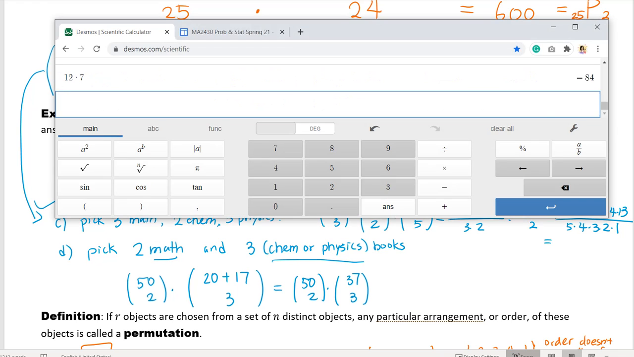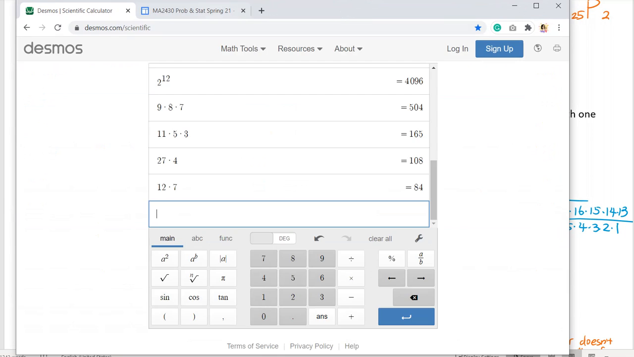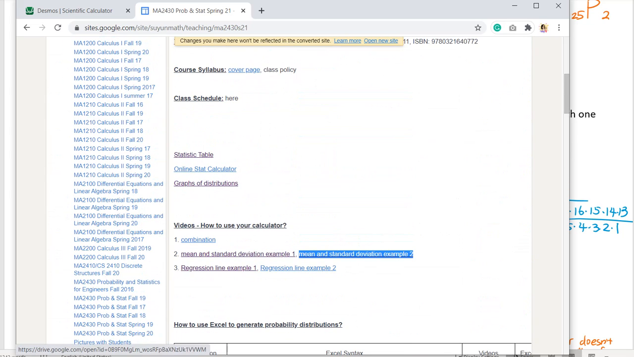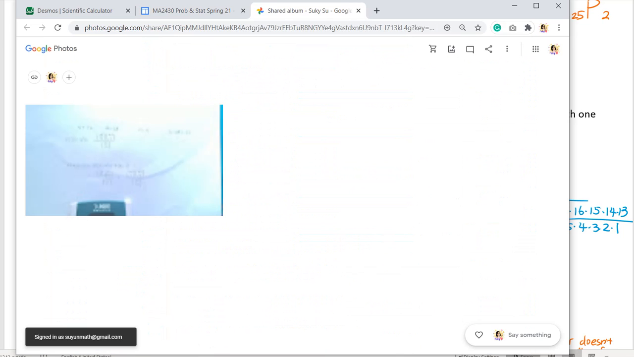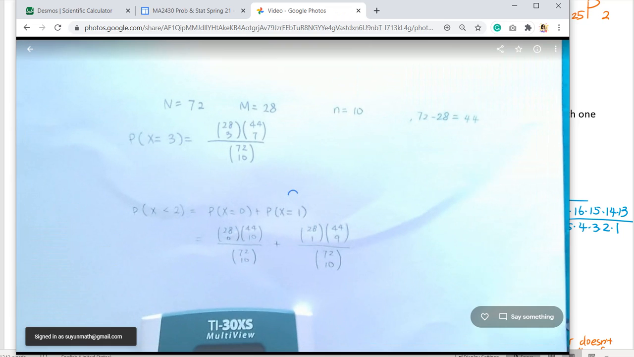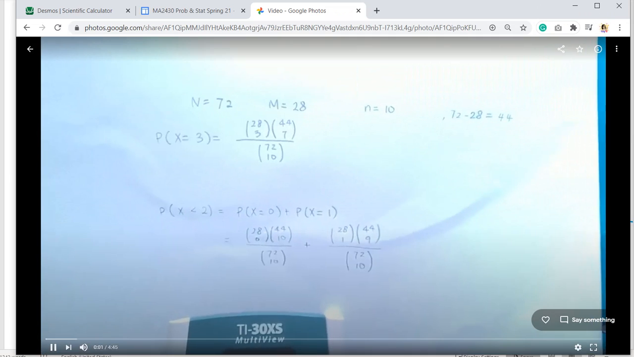So on our website, if you go here, combinations, how to use your calculator. Let's look at this together. This is a video showing how to use combinations.